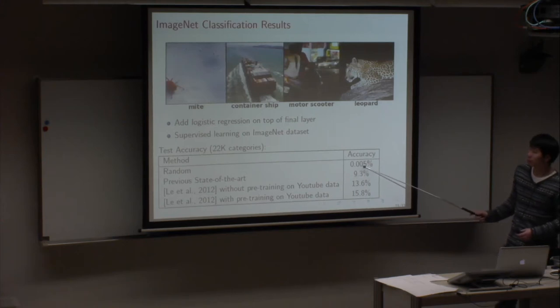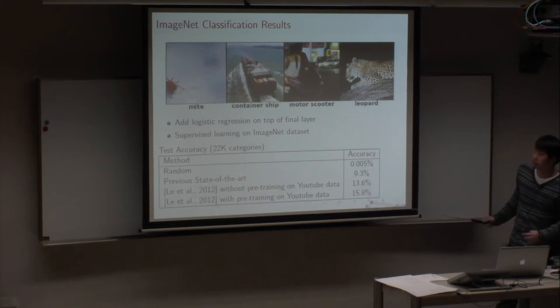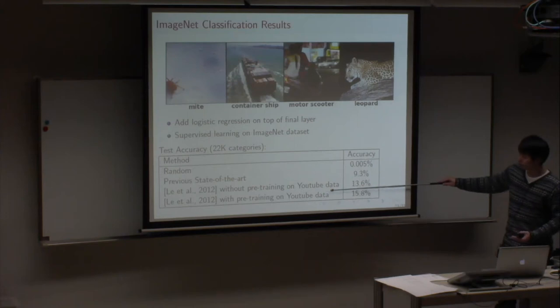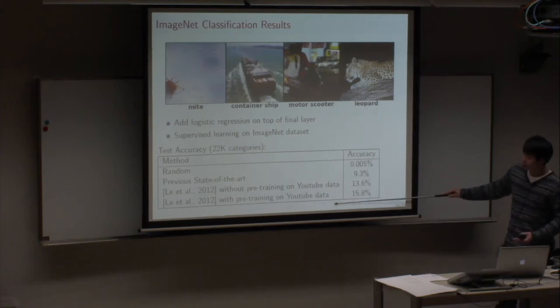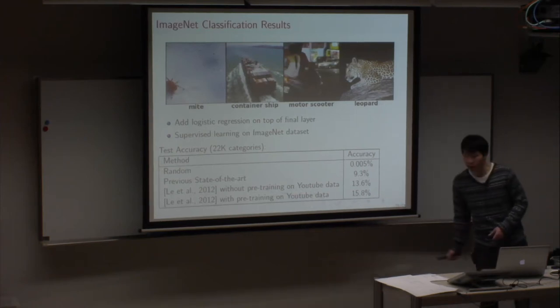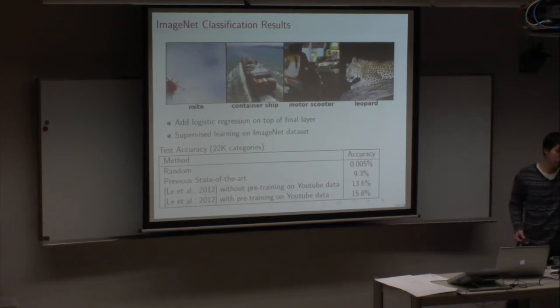If you classify things randomly, you have less than 1% accuracy. Previous state of the art is about 9% accuracy. And basically, they've totally beaten previous results. Without pre-training, just using the deep network directly on the ImageNet supervised data set using backpropagation, they can get about 13%. And using the entire YouTube data for pre-training, they could get 15%. So this is the state of the art result at 2012.